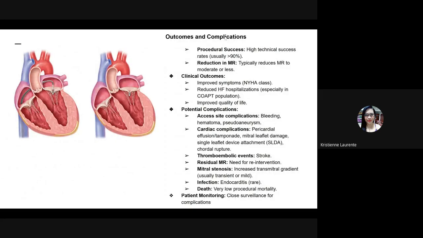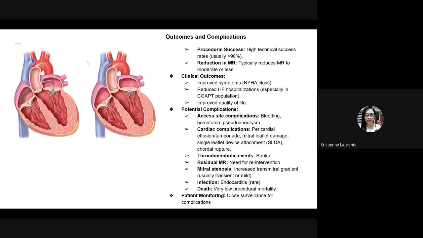So, the outcomes and complications. This is how it goes: from the right femoral vein, it passes through your right atrium, then goes through the left atrium, then the clip will be attached or deployed on the mitral leaflets. Okay, then it will now reduce the flow because your leaflets are in coaptation.